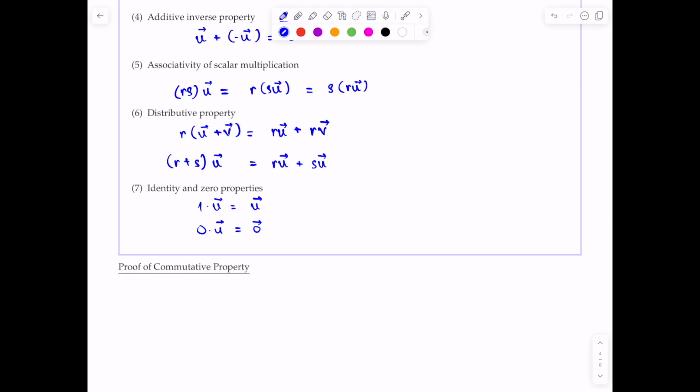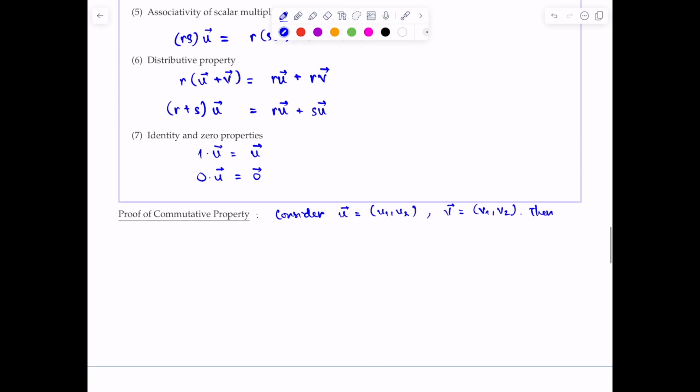Alright, so I want to quickly perform a proof of the commutative property. It should be a very quick proof to do. Consider that u and v are just two-dimensional vectors. Now, consider vector u equal to (u1, u2), and the vector v is equal to (v1, v2). Then you do u plus v, which is equal to (u1, u2) plus (v1, v2).